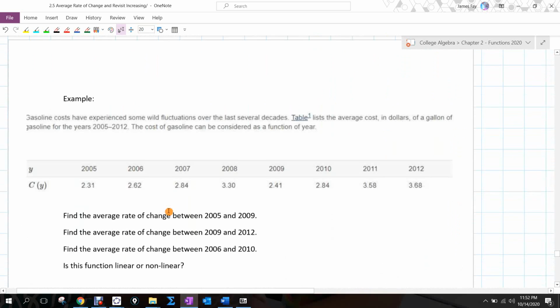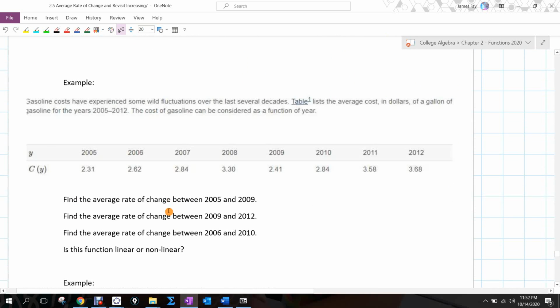Here's another scenario, okay? So we see this a lot. It says gasoline costs have experienced some wild fluctuations over the last several decades. The table lists the average cost in dollars of a gallon of gas from 2005 to 2012. So the cost of gasoline can be considered as a function of year. If I tell you what year it is, you should be able to tell me the output.